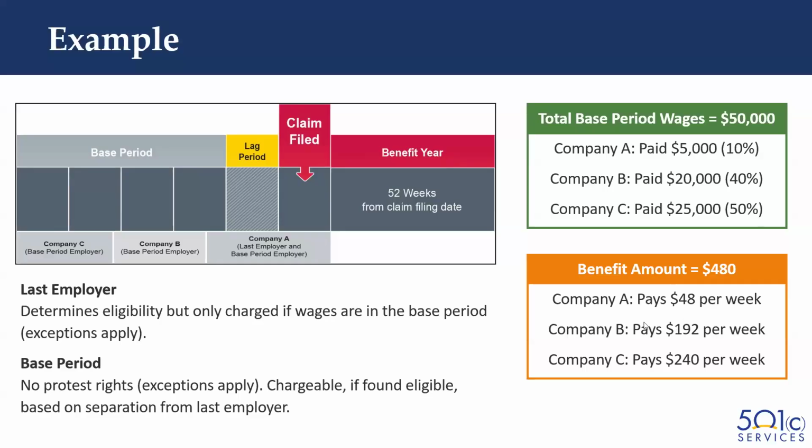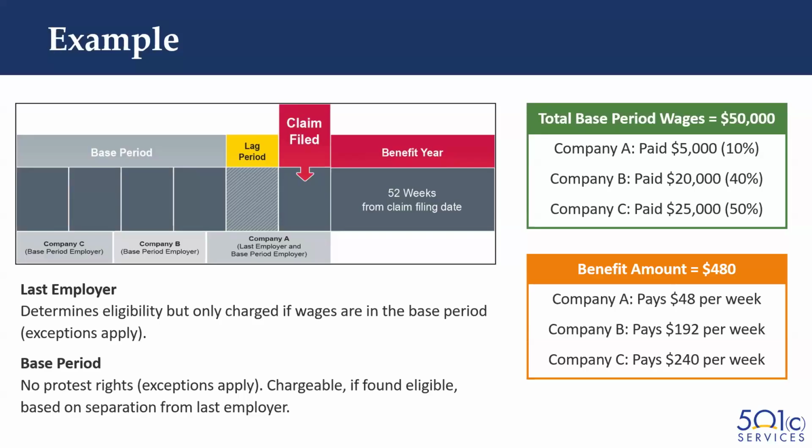So of that 480 a week, Company A is going to be responsible for 48 of that, company B 192, and company C 240. And so that is how the majority of the states do it when they do it proportionately. I'm going to give you some other quick examples of how the other states might do it if you're not in a proportionate state.